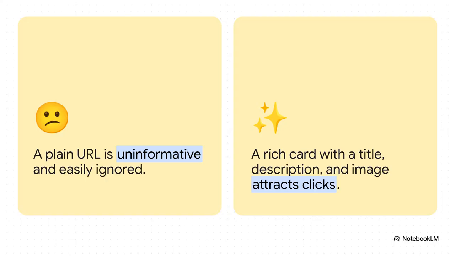And this right here, this is the perfect example. On the left, you've got the internet's mystery meat, the plain URL that tells you absolutely nothing. But on the right, you have an invitation. It's got a clear title, a helpful little description, and an image that makes you want to click. This is the difference between being scrolled past and actually getting that click.